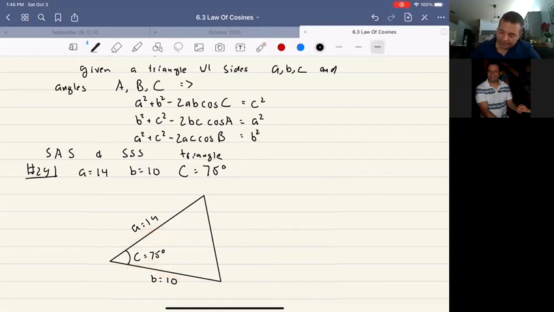So C squared equals A squared plus B squared minus 2AB cosine of capital C. I forgot my calculator. Be right back.